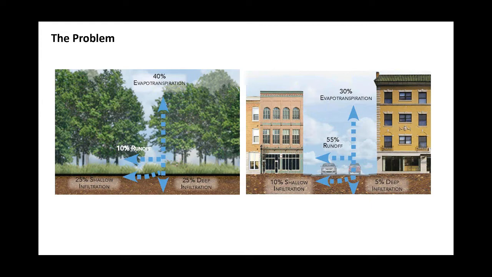With the construction of cities and towns and houses in which we all live and enjoy, this process has changed, where now we have 30% evapotranspiration, 55% runoff, 10% shallow infiltration, and only 5% deep infiltration. So this is a big change from 10% runoff to 55% runoff.